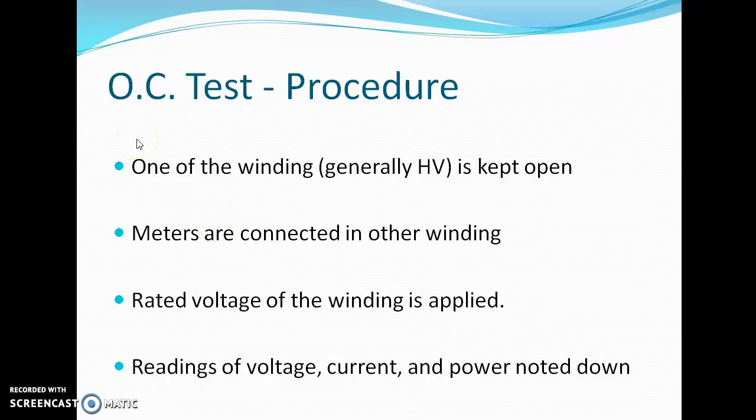So how to perform this test? The procedural steps are: one of the windings, generally the high voltage winding, is kept open. Meters are connected on the other side. Rated voltage is applied so that the normal flux is set up in the core, and the core losses will be normal core losses. And then readings of voltage, current and power are noted.